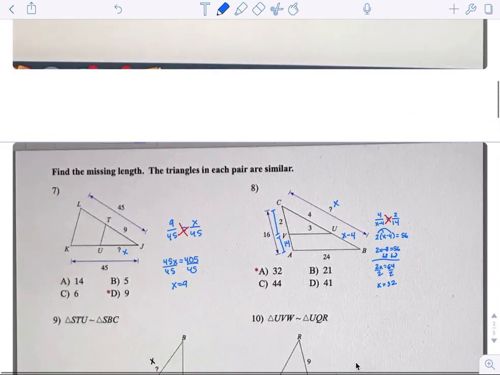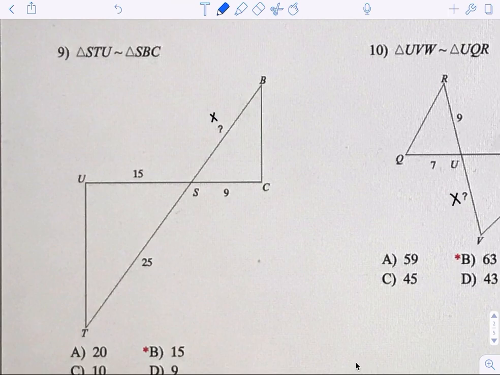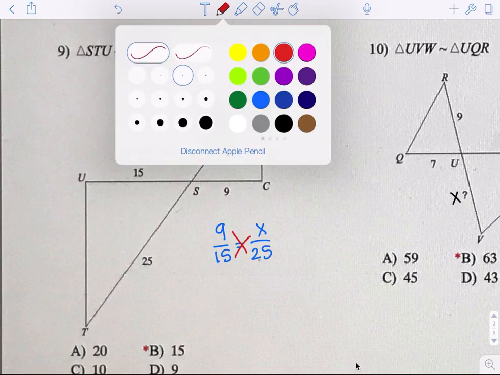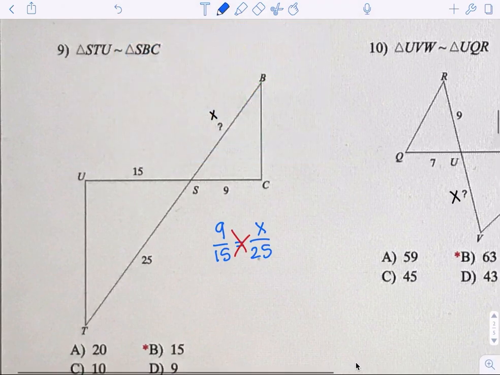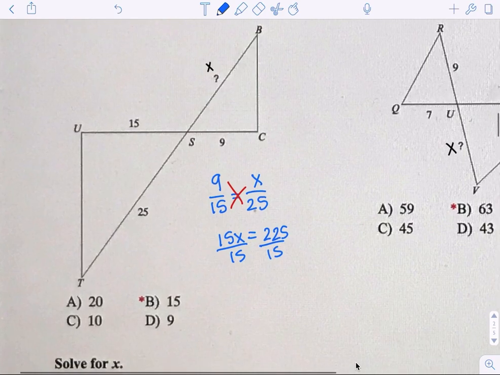Nine. Set up another proportion. So SC is the same thing as SU. So I'll just do 9 over 15 is equal to x over 25. Cross multiply. So 9 times 25 is 225, and 15 times x is 15x. Divide both by 15. And we're going to get x is equal to 15.